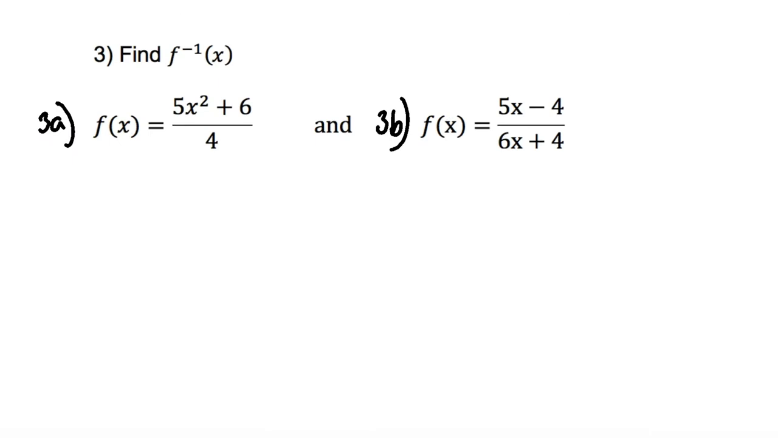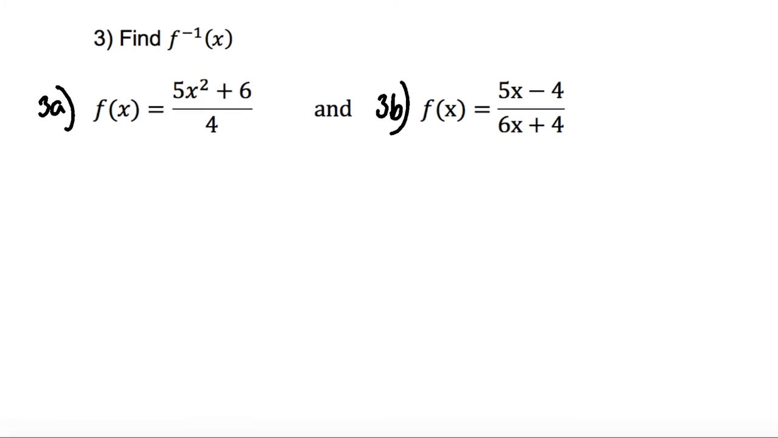Question 3 involves finding the inverse function of f of x. 3a, f of x is equal to 5x squared plus 6 over 4. 3b, f of x is equal to 5x minus 4 over 6x plus 4. I'm going to start at 3a. I'm going to write the question out.